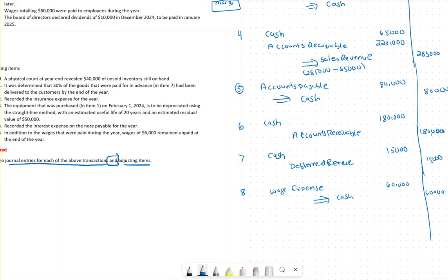Then we go to my 9. It says now the board of directors declared a dividend of 10,000. If declared, we want to know if it's paid or not. If this one is not paid until January 2025, and we're doing these transactions on December 31st, I will have to debit the dividend declared, and credit will be dividend payable.